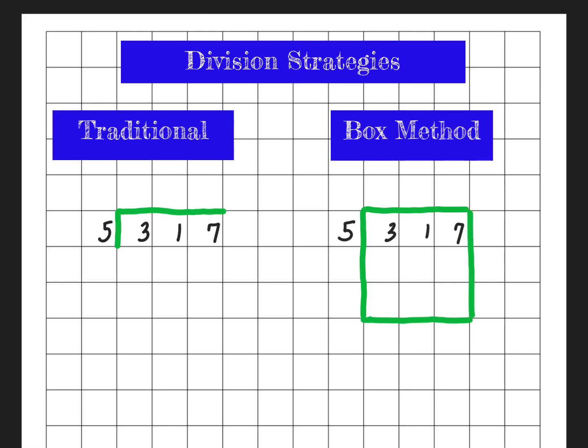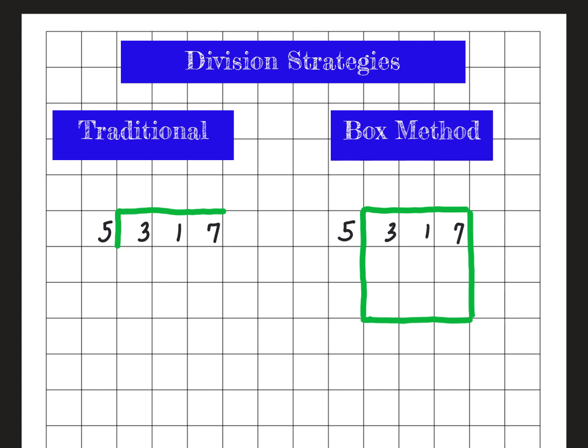Today we're going to be looking at division, and here I'm going to show you the two division strategies that I think are the friendliest and lead students to be most successful. So we have traditional on the left, and I'll be working through box method and explaining just how similar it is to traditional and the benefits to choosing to use box method. So we start with the question 317 divided by 5.